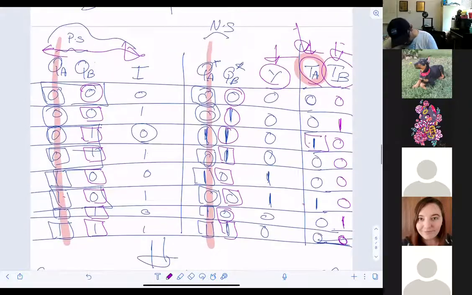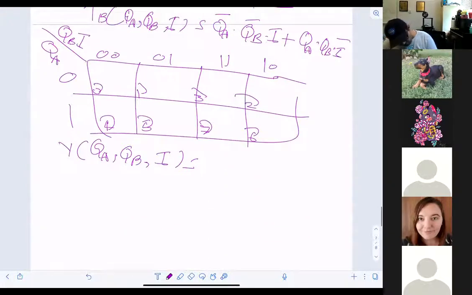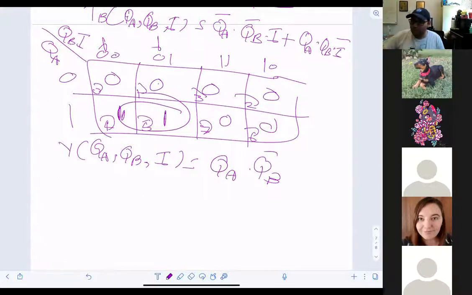So Y here, it has 2, which is basically 4 and 5. So we're going to go here in 4 and 5. Luckily, we have some grouping here, right? So it's going to be one group. So it's going to be QA ANDed with QB complement. Everybody agrees with me? Yep. Yes.